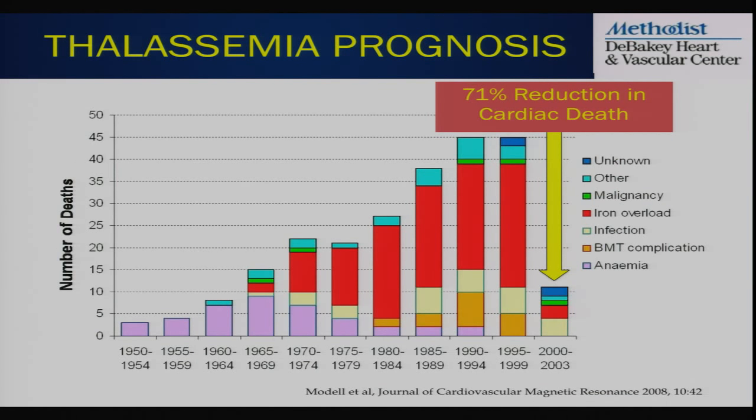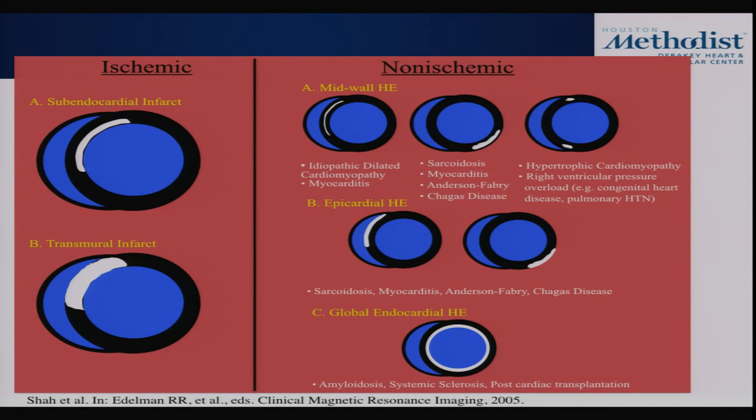Most importantly, with the advent of this technique in the late 1990s in England, where they tracked this very closely, they found a significant reduction in the incidence of cardiac death due to iron overload in their thalassemia patient population, because now all these patients get their transfusions titrated or adjusted based on assessment of the cardiac iron load.